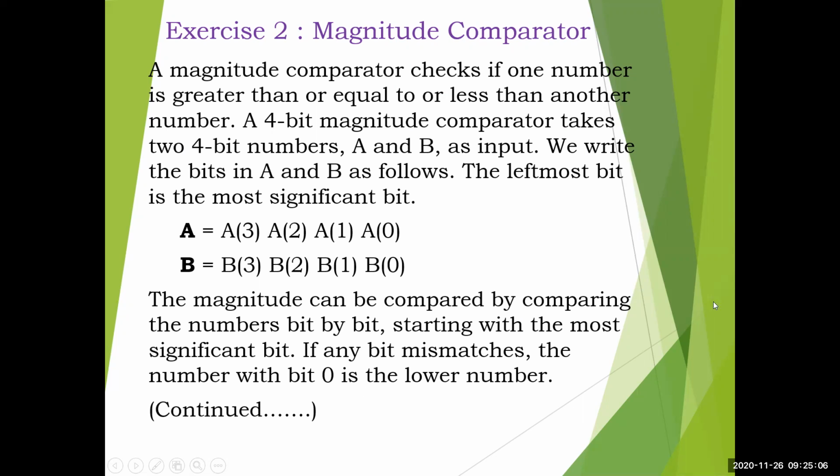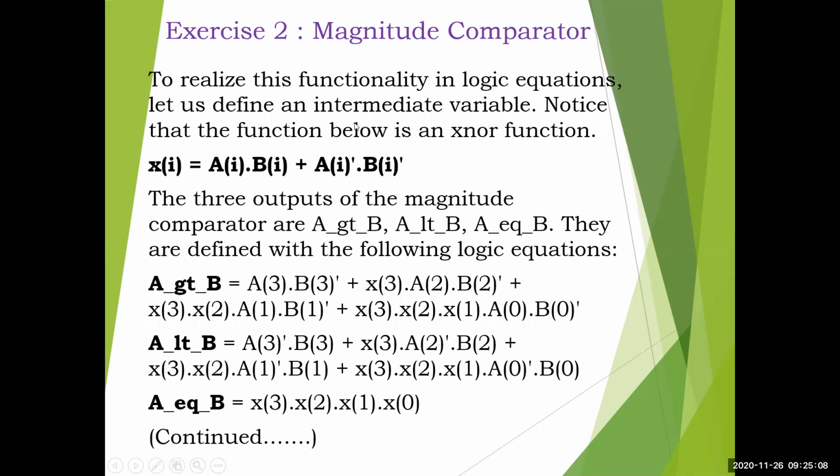So the question has not stopped here. To realize this functionality in logic equations, let us define an intermediate variable. Notice that the function below is an XNOR function: x of i equals A of i dot B of i plus A of i bar dot B of i bar. What is meant by that? We'll explain. The three outputs of the magnitude comparator are A greater than B, A less than B, and A equal to B. These are the names of the outputs they have given, and they are defined in the following logic equations.